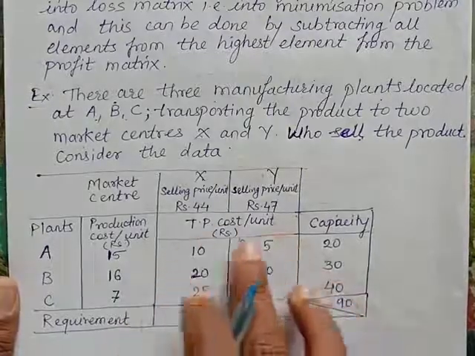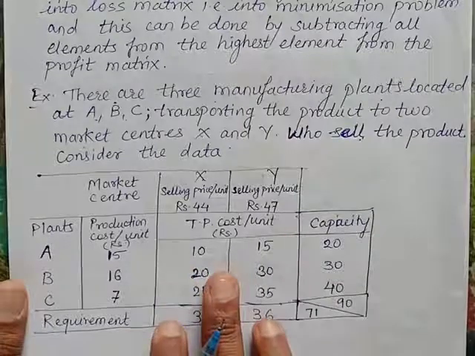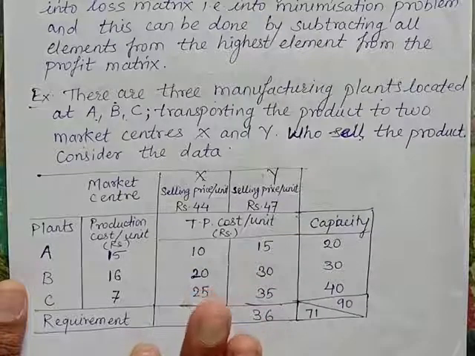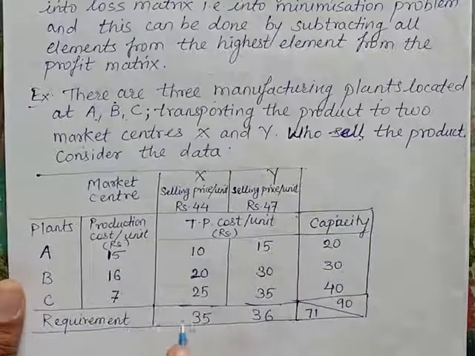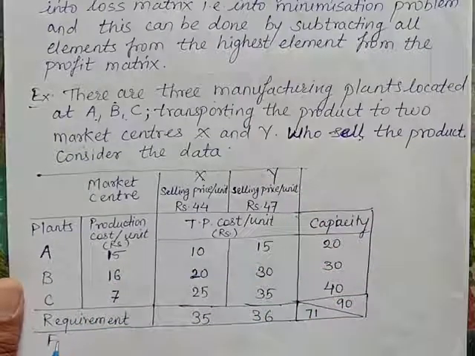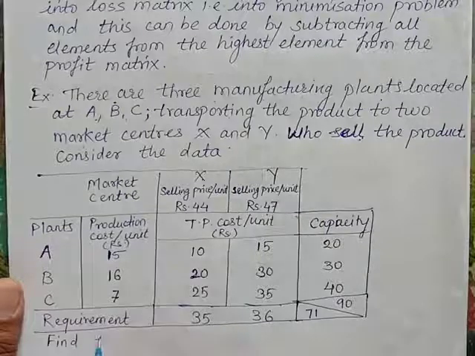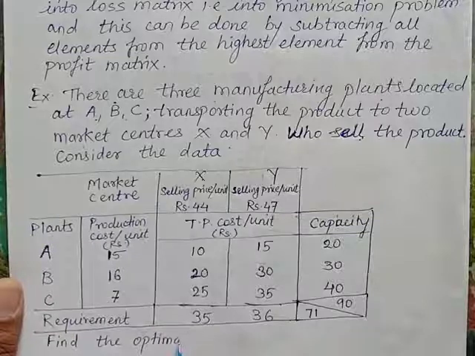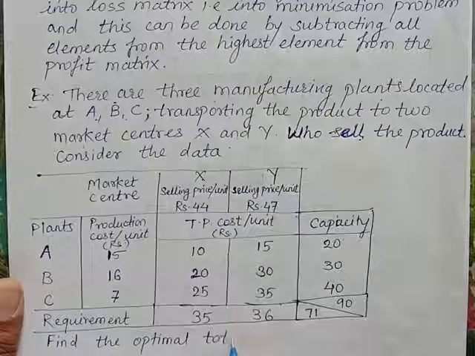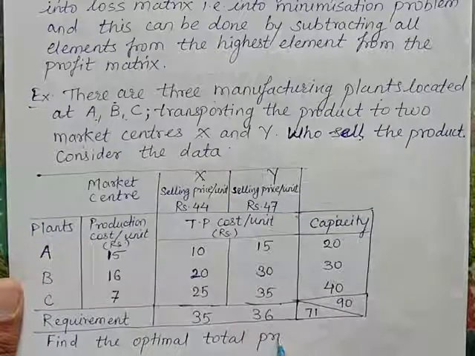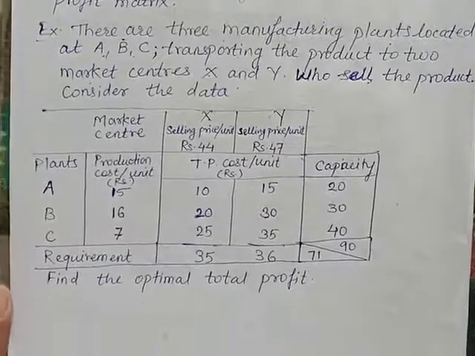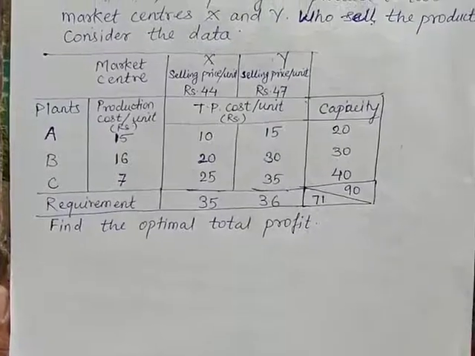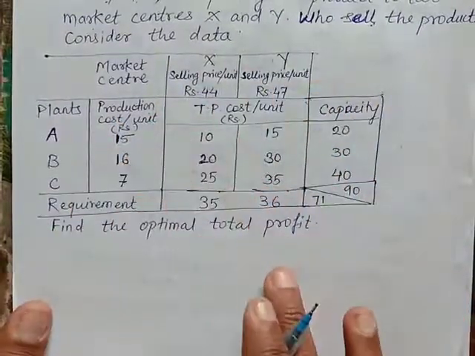Now, first of all, it will give us a profit. We have to consider this problem. The question is to find the optimal total profit. So to find profit, first of all, we need to convert this given data into a profit matrix.